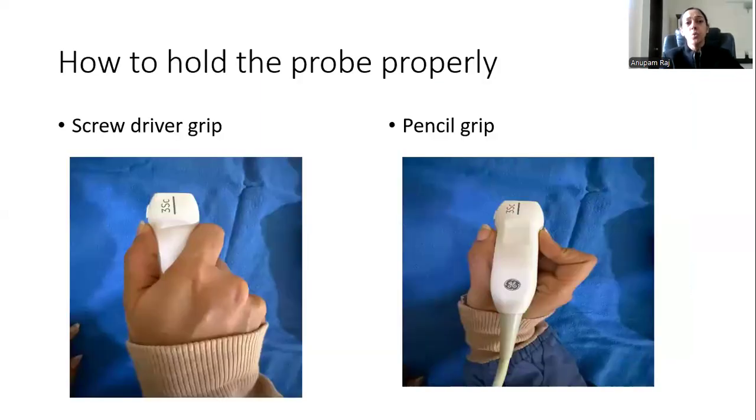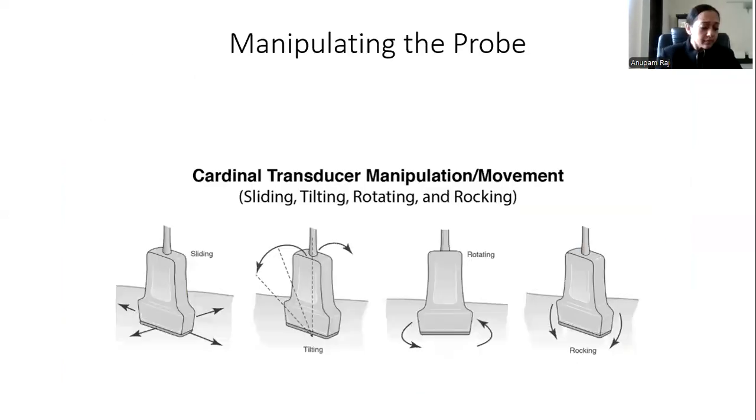There are various ways to hold the probe, and it could be a screwdriver grip or a pencil grip. The grips can also be overhand or underhand, which have different uses when we are trying to acquire the images. Many times when we start learning the cardiac focus, we just put the probe and hope for the best that we're going to get an image. However, there are very specific movements involved so as to acquire the best images that we can.